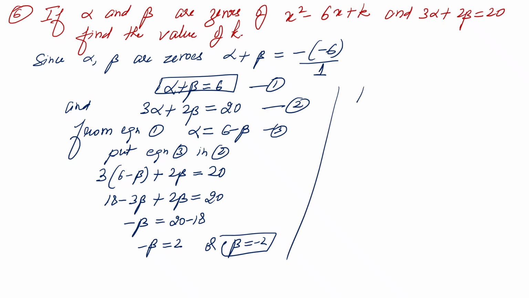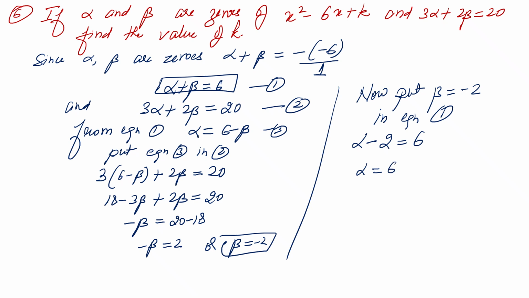So now we need to find alpha. So now put beta as -2 in equation number 1. So what you'll get? Alpha minus 2 equals 6. So you get alpha as 6 plus 2, which is equal to 8, right? So your correct answer is alpha as 8 and beta as -2, right?